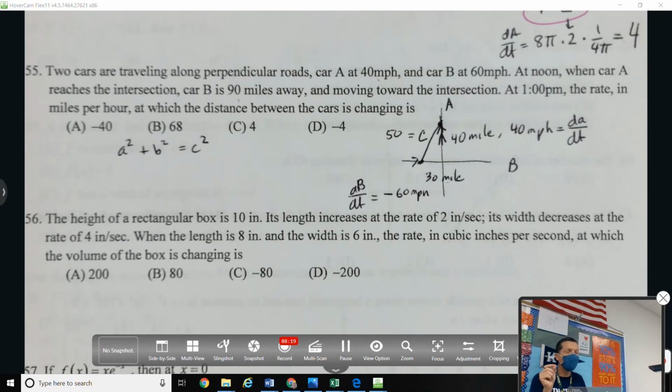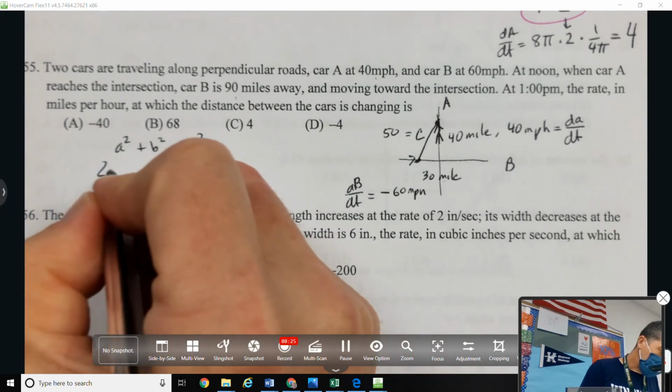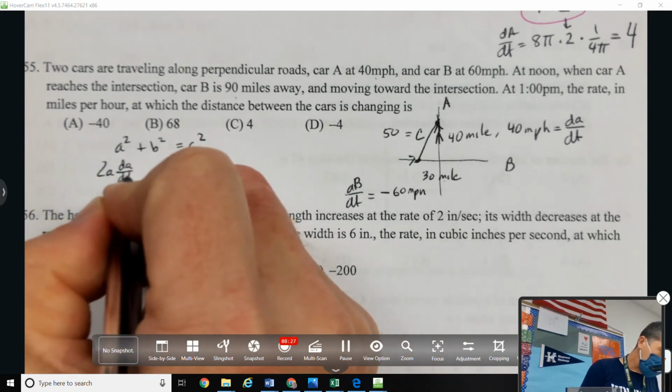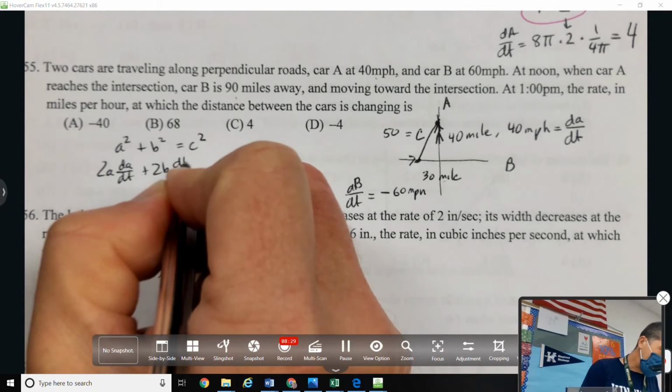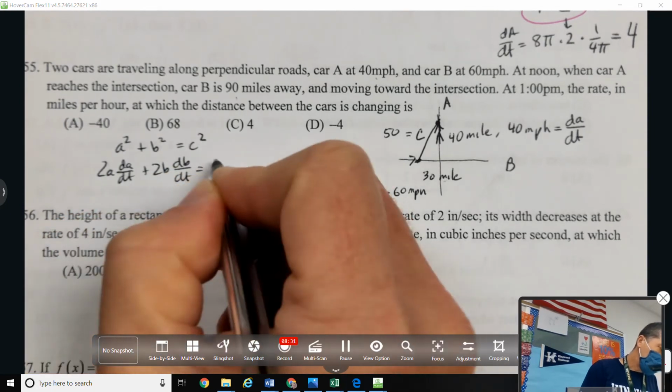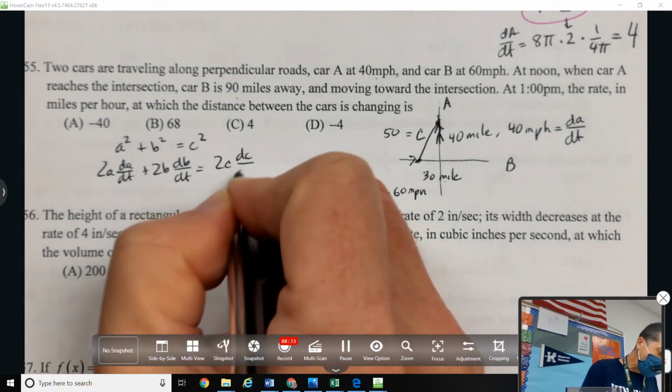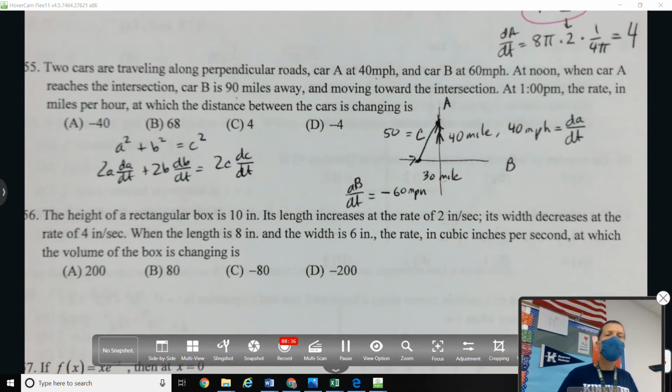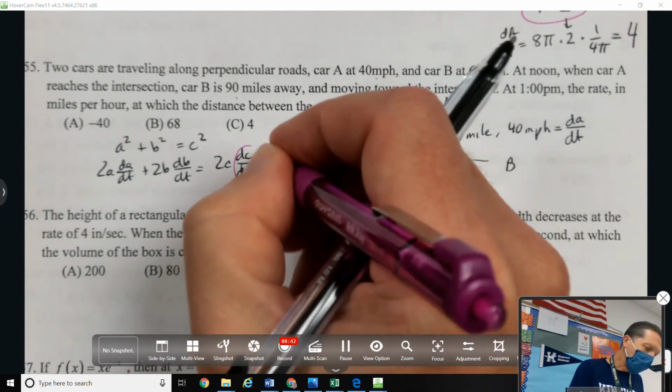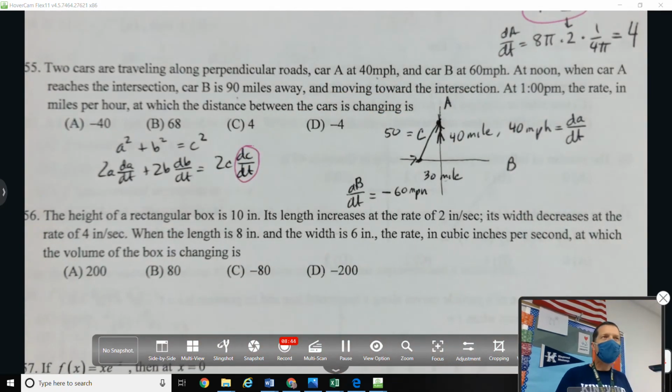He's going toward the intersection, so the distance is shrinking. dA/dt is getting bigger. 2a dA/dt plus 2b dB/dt equals 2c dC/dt. And I think we know everybody except for dC/dt.